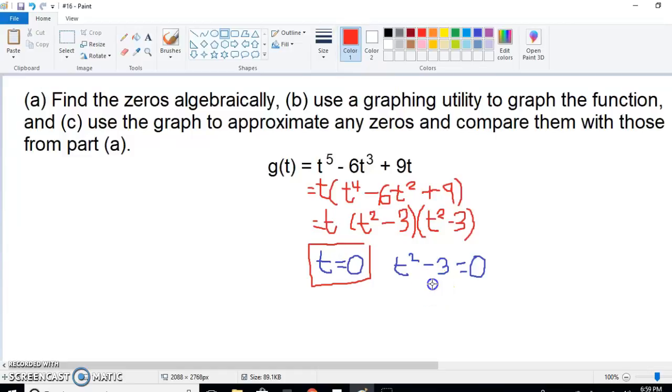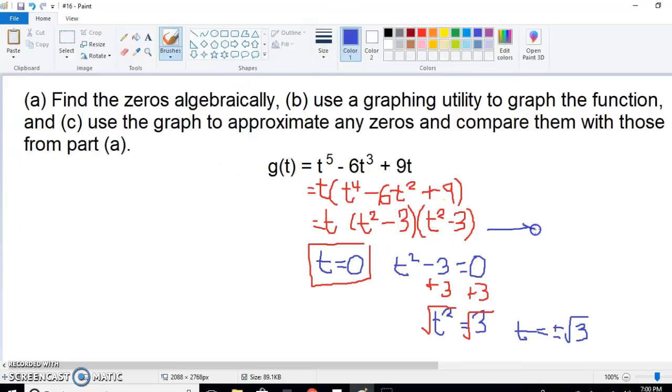So we can add 3 to both sides. That leaves us with t squared equals 3, and then the inverse operation of a square would be to take the square root. That'll leave us with just t rather than t squared. So after taking the square root of each side, we have t equals plus or minus the square root of 3.